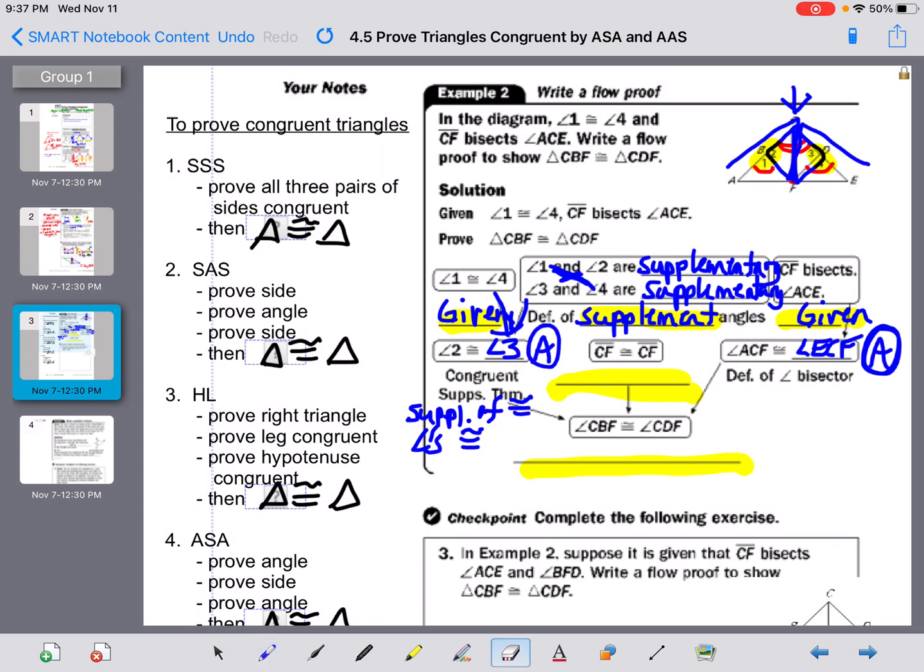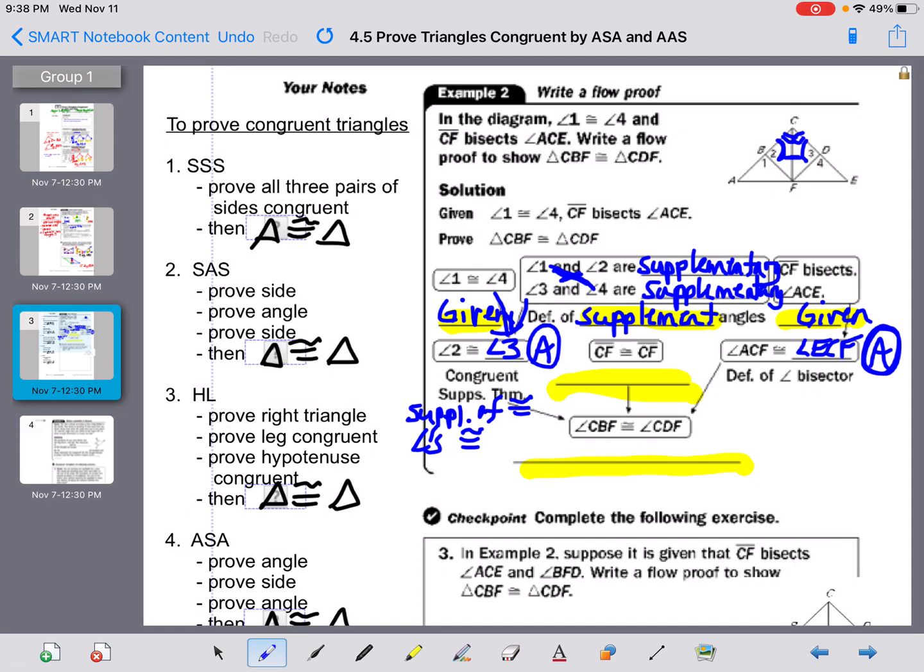Let me come up to our picture, clean it up a little bit because I've got a lot going on there. Okay, so we know now that 2 is congruent to 3. We know that this angle up here was bisected. And we're trying to prove those triangles congruent. Okay, they give us one more there. CF's congruent to CF. They share that side in the middle. All right, what can we do?